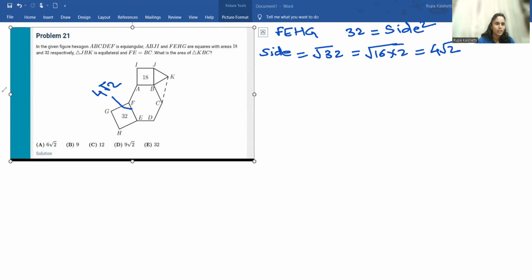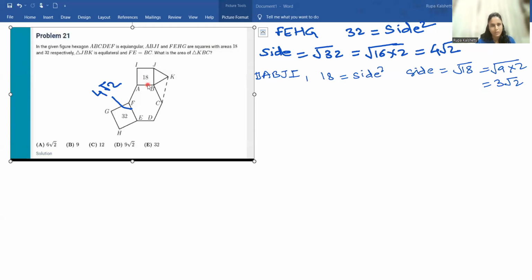Next, if we come back to this square ABJI, the area of this is 18. So let's find the side length of that. ABJI square, let me write it down here. 18 is equal to side squared, which is nothing but side equals root of 18. Can we write root of 18 as root of 9 times 2, which is nothing but 3 root 2? So can we say that the side length of this square is 3 root 2?